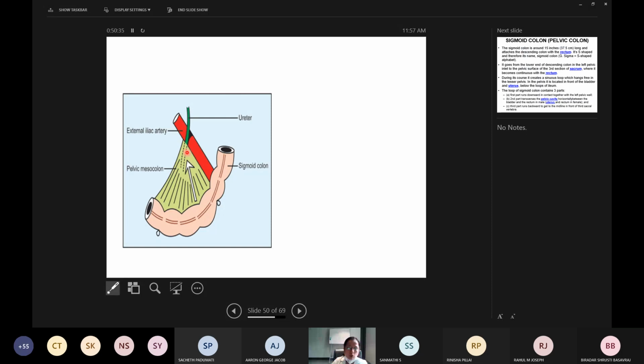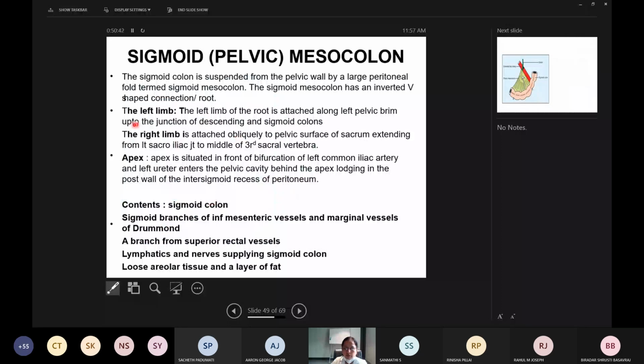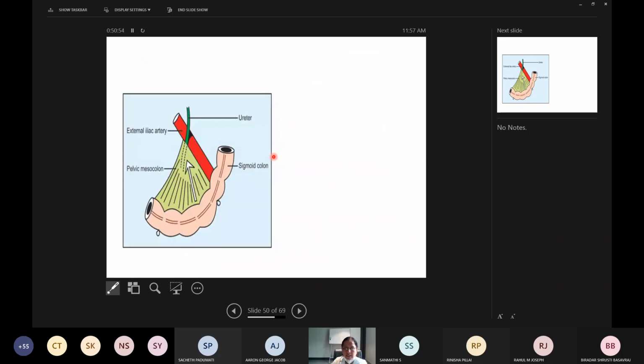The left limb will be attached to the junction of the descending colon and the sigmoid colon, along the left pelvic brim, whereas the right limb is attached to the pelvic surface of the sacrum, extending from the left sacroiliac joint to the middle of the third sacral vertebra. So this is the left limb, and this is the right limb.